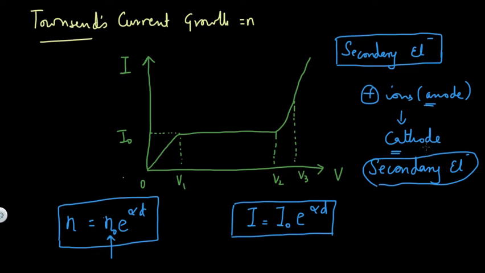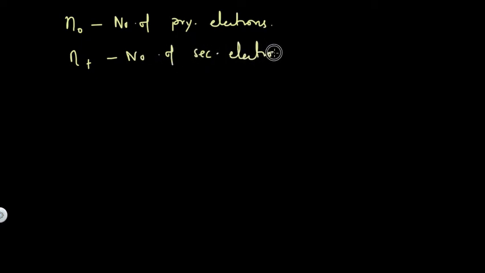So today we are going to quantify the effect of these secondary electrons, and we will see how the secondary electrons play a role in the current growth in the gap. Fine. So let's start now. We know that N0 is the number of primary electrons. We define N plus as the number of secondary electrons. These electrons are due to the positive ion bombardment.